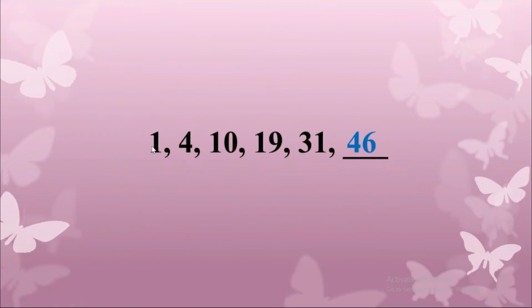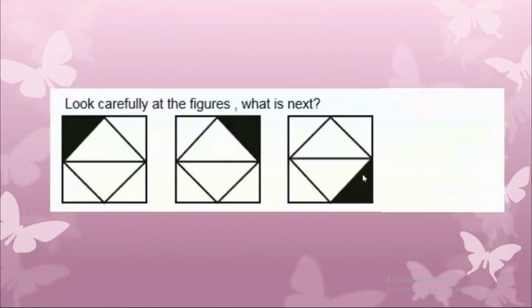So we have 1 plus 3, that's 4. Then add the next multiple of 3, that's 6. 4 plus 6, we have 10. After 6, we have 9. So 10 plus 9, that's 19. And after 9, we have 12. So 12 plus 19 is 31. And after 12, we have 15. So that's 31 plus 15. So we have 46.